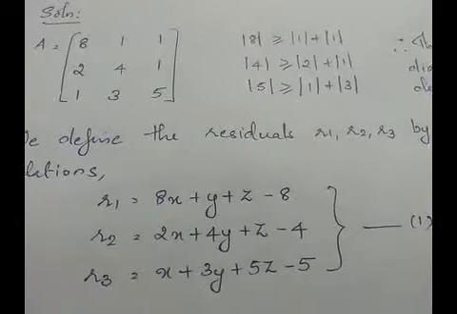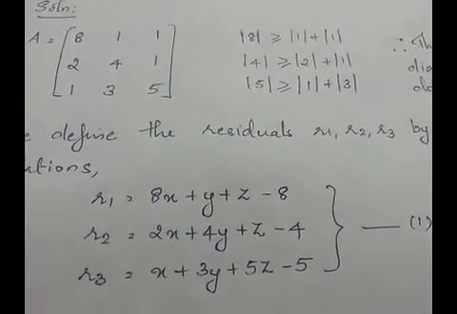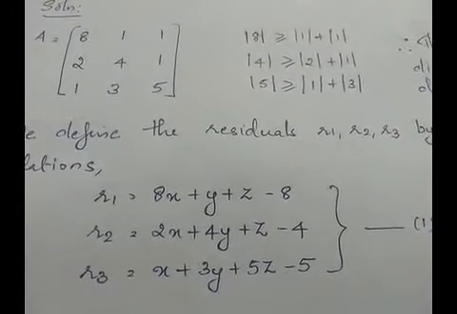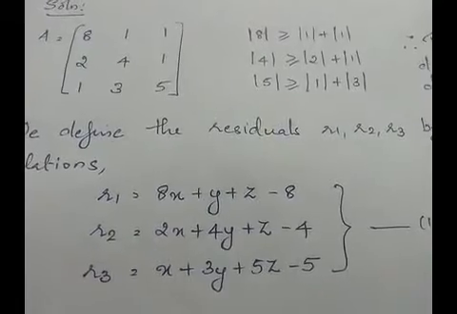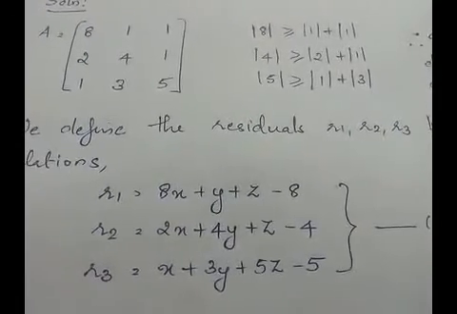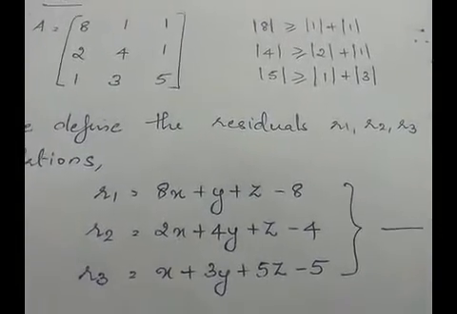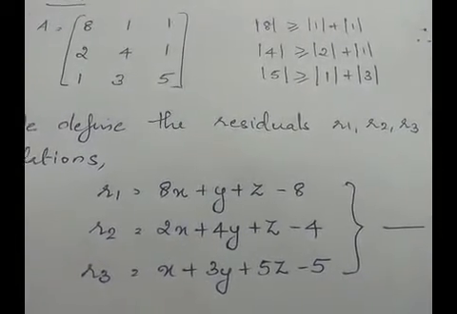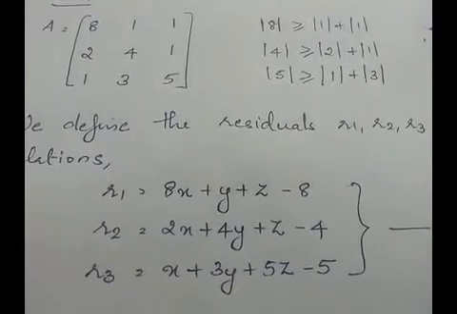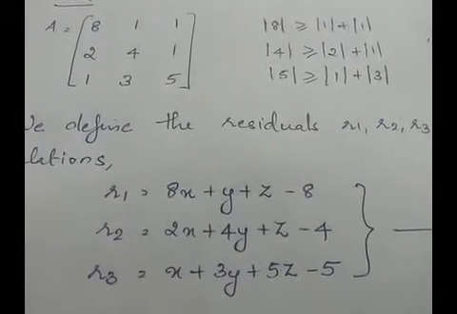Now our aim is to find the values of x, y and z for which these residuals will be 0. That is, we have to find the values of x, y, z such that the residuals R1, R2, R3 will be 0. If we get such a value, that means those are the exact values of x, y and z.